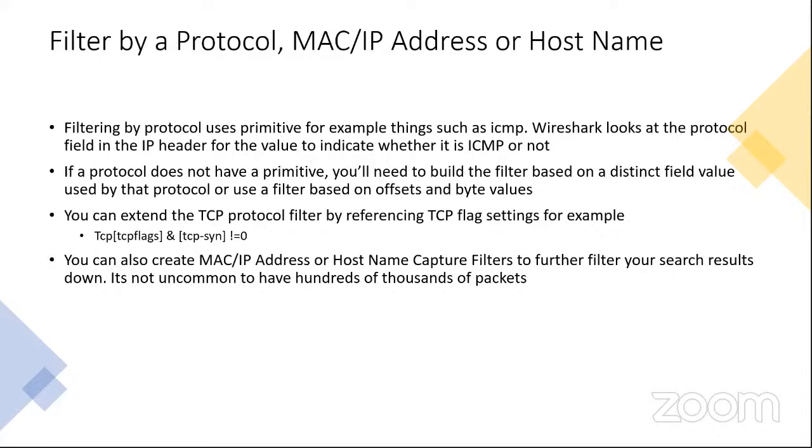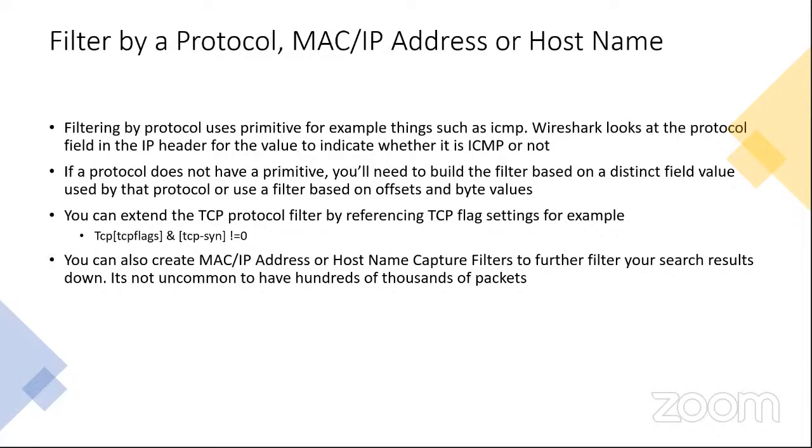That will again help you narrow down the amount of traffic that you're looking at while it's coming through. You can filter by the protocol, which uses primitives such as, for example, ICMP, if you just wanted to make sure that a ping was going through. Wireshark looks at the protocol field in the IP header for the value to indicate whether or not it's ICMP. So if you have other protocols besides ICMP, it'll only give you the ones that you care about if you set a capture filter.